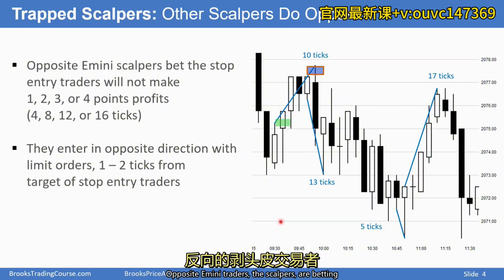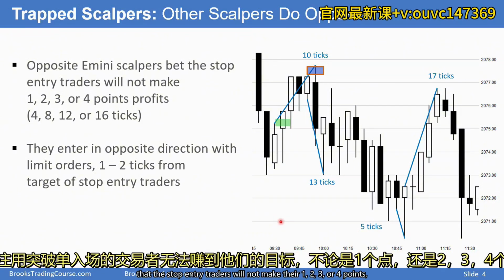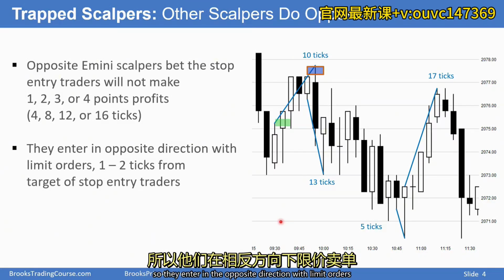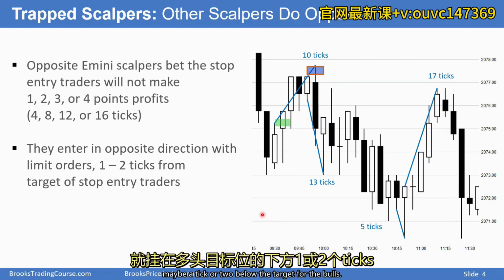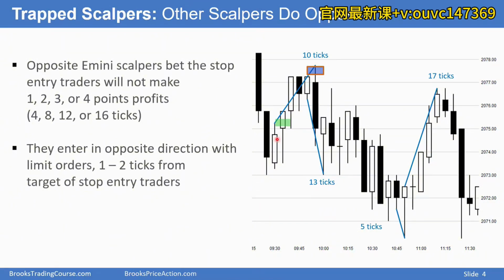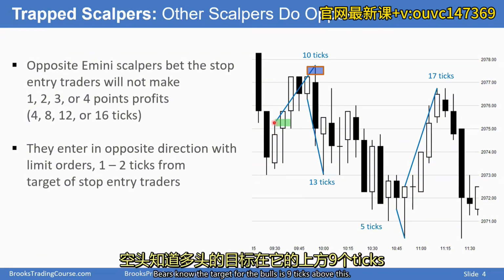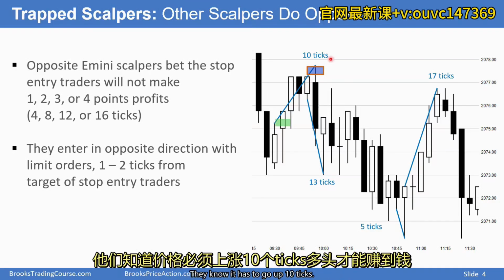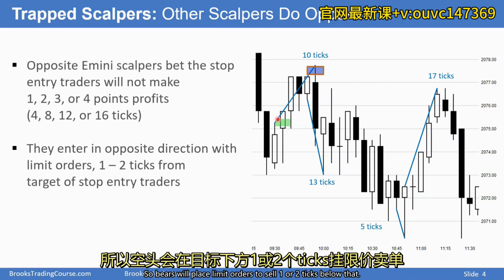Opposite E-mini traders, the scalpers, are betting that the stop entry traders will not make their 1, 2, 3, or 4 points. So they enter in the opposite direction with limit orders, maybe a tick or two below the target for the bulls. Bears know the target for the bulls is 9 ticks above this. They know it has to go up 10 ticks. So bears will place limit orders to sell 1 or 2 ticks below that.